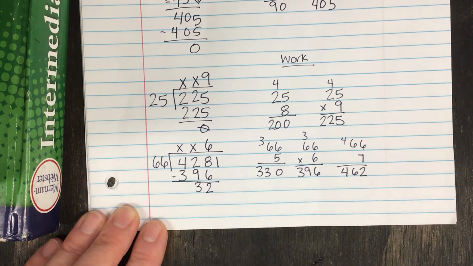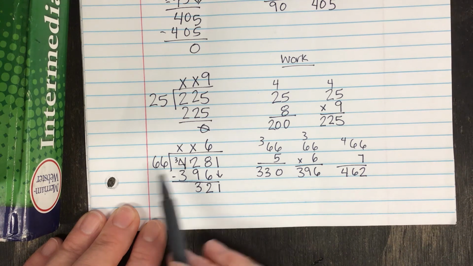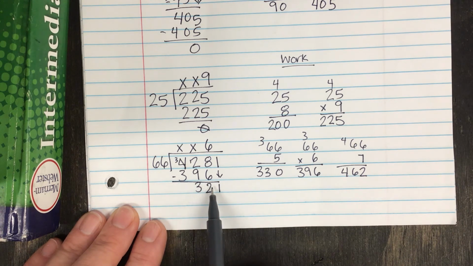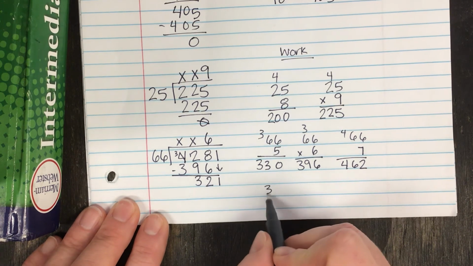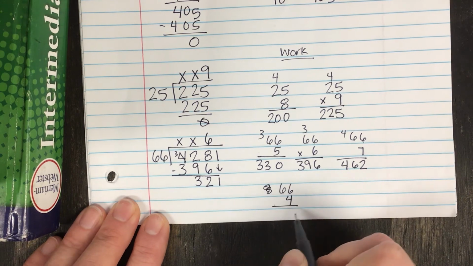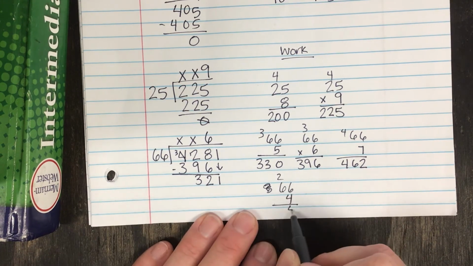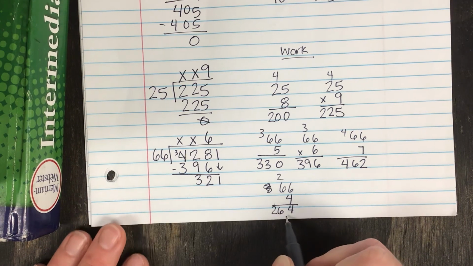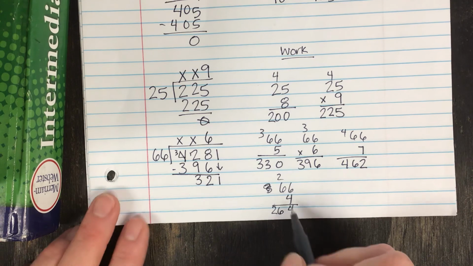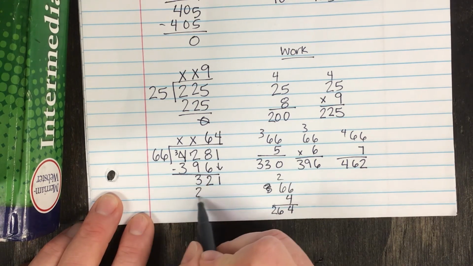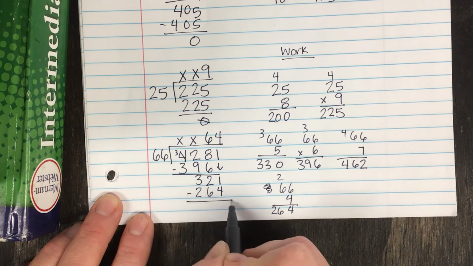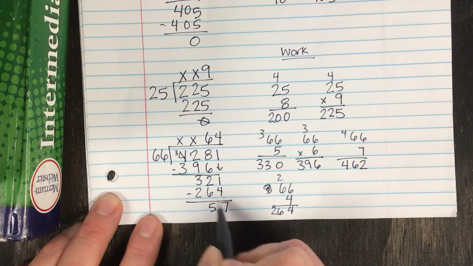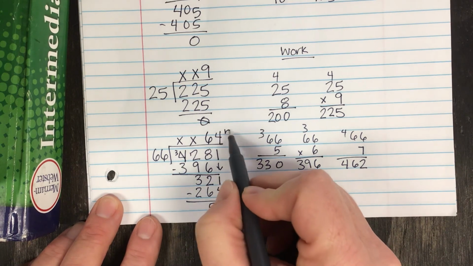When I subtract, I have 32 with regrouping right here. And drop your 1. So now I have to think about 66 times what is close to 321. Well, 5 was too high. It was 330. So let's try 66 times 4. That's 24, and that's 26. So I'm going to have to use 4 because 5 was too high. So I'm going to have a 4 right here. I'm going to have 264, and I'm going to subtract that, and I have 57 after I regroup. So my remainder is 57.